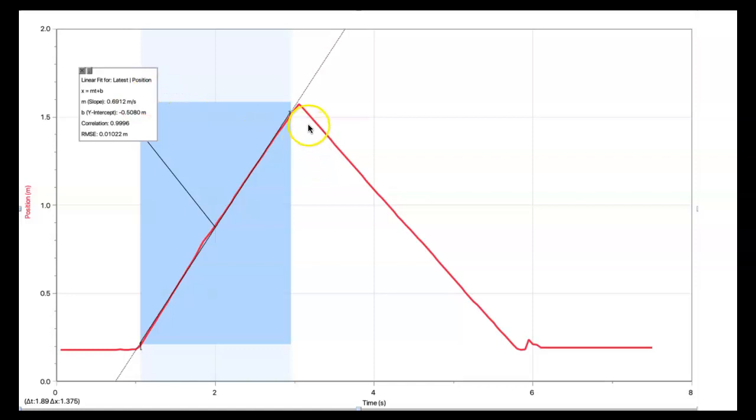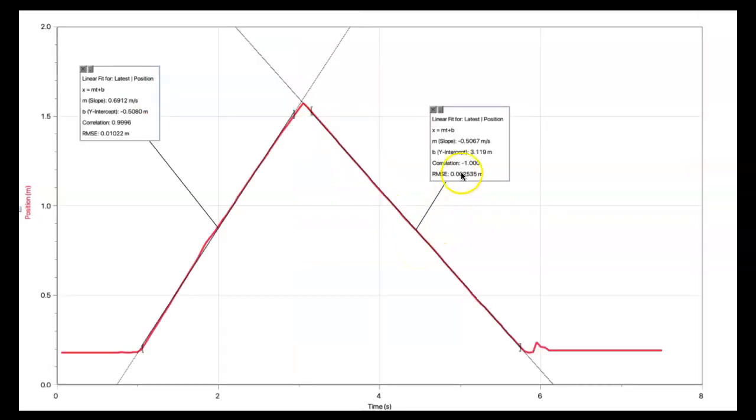Then over here in region 3, we see it is also linear, and I can find the slope of that. It's negative 0.5067 meters per second. The negative, what does that tell me about how fast the buggy's going? I believe that it's going 0.5067 meters per second, but what the negative means is maybe unclear at first. We want to make sure we can clear that up.